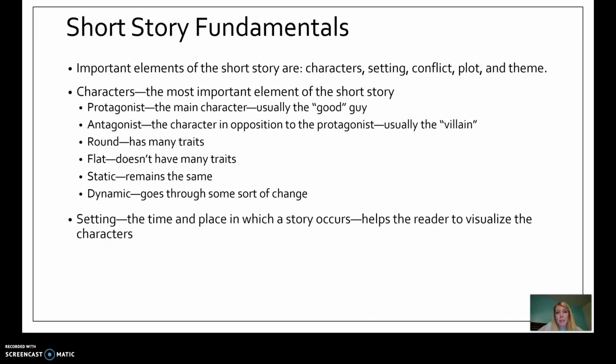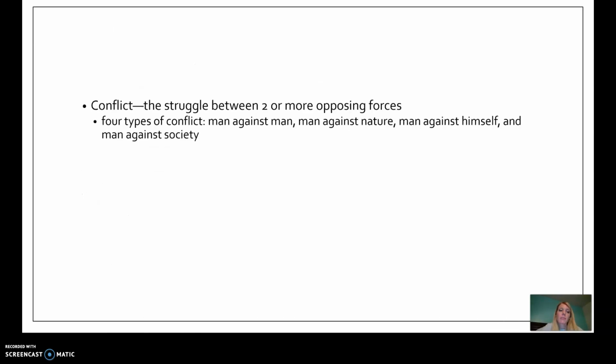The setting is the time and place in which a story occurs. It helps the reader to visualize the characters. Conflict is the struggle between two opposing forces. And there are four types of conflicts: man versus man, man versus nature, man versus self, and man versus society.